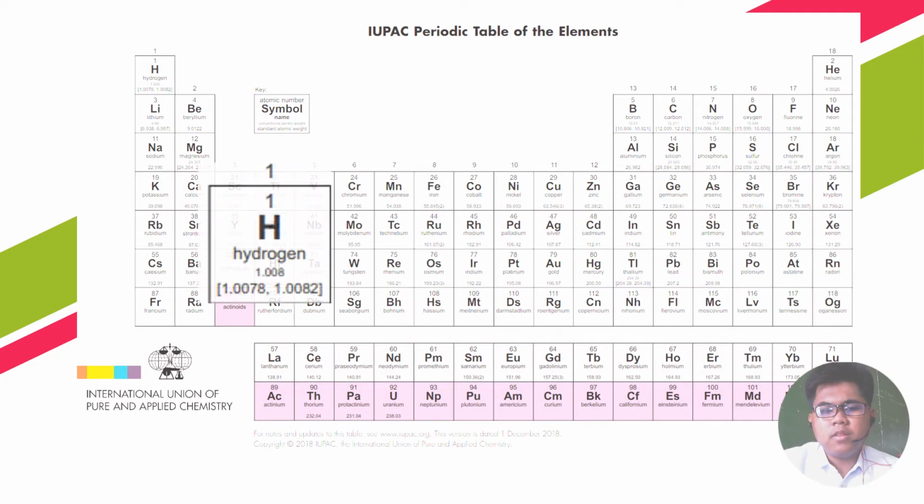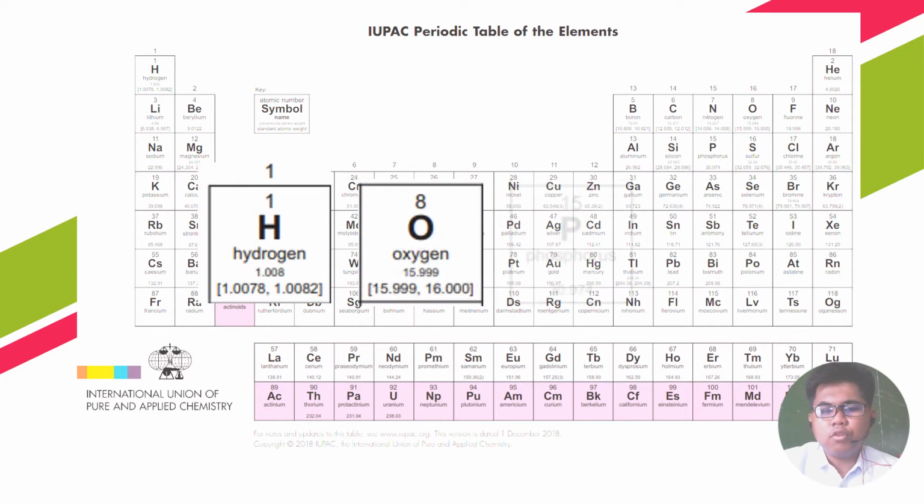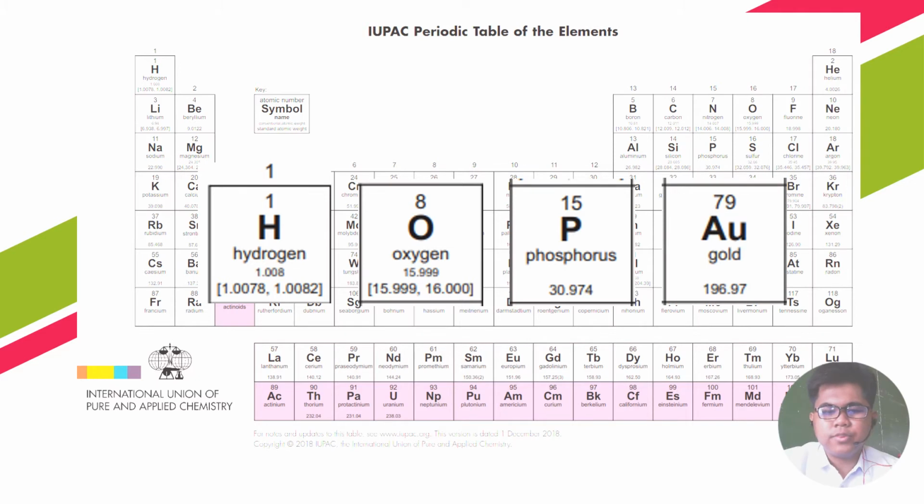So, I'm going to zoom in on the elements involved in the problem. We have hydrogen, oxygen, phosphorus, and gold atoms. You were asked to determine the molar masses of these atoms. Now, in order for you to answer that question, the first thing na kailangan po natin gawin is to find the atomic mass of these elements. So, what is the molar mass of hydrogen, for instance? Yes, very good. We have 1.008.